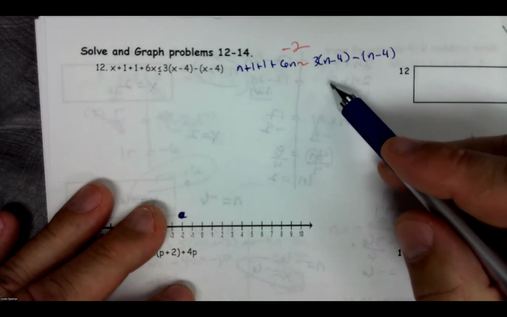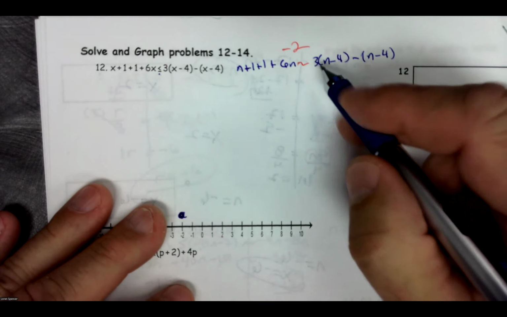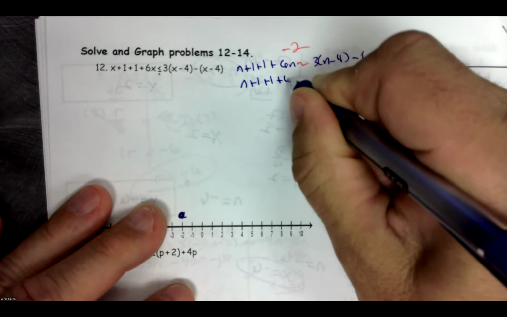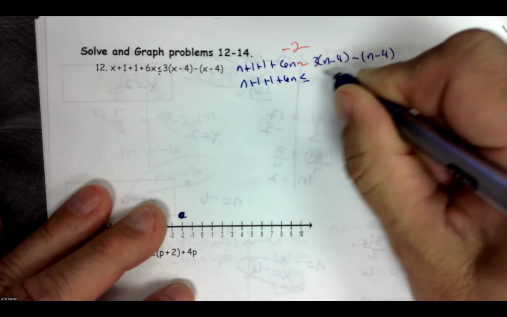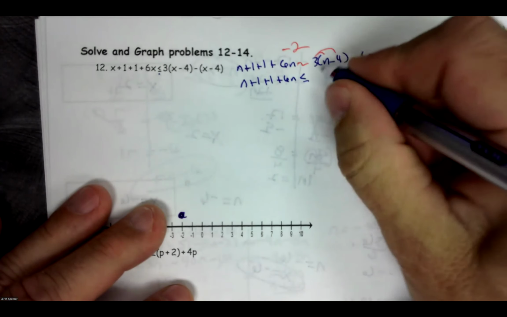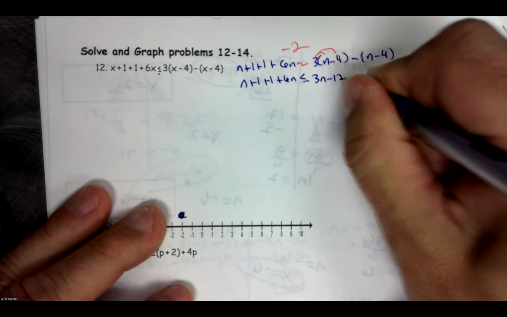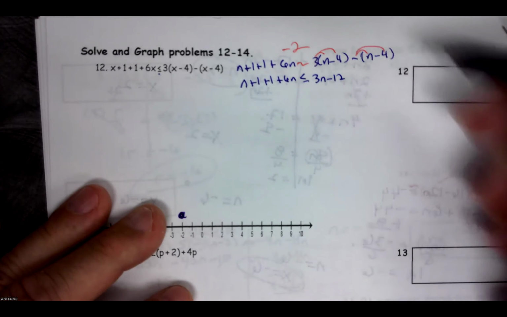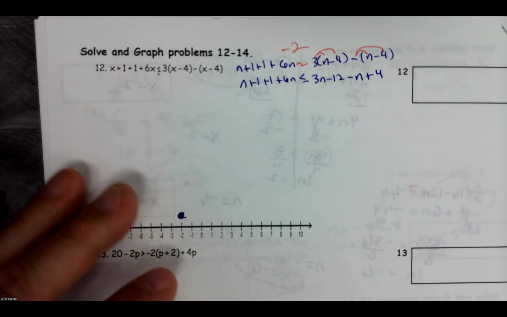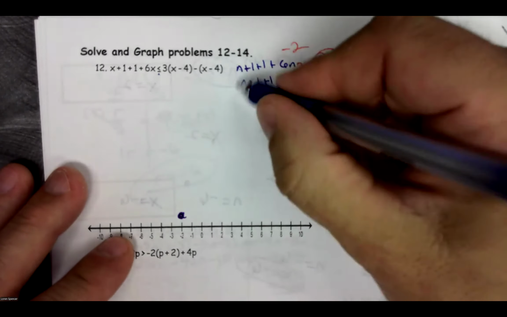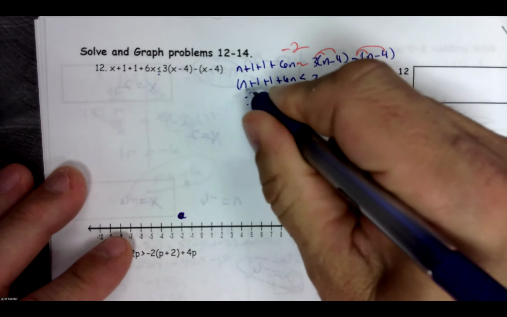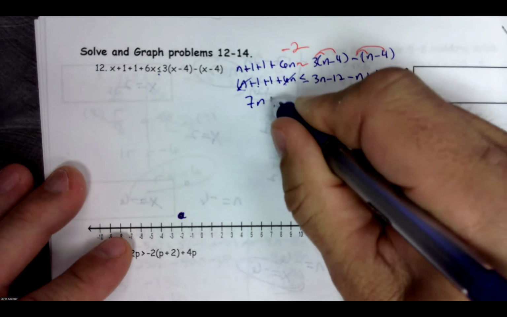So let's go ahead and solve this thing. So first off, distributive property. So we have n plus 1 plus 1 plus 6n. This is our inequality. We're going to distribute this across, and this becomes 3n minus 12. And we're going to distribute the negative, which just changes the signs. So minus n plus 4. Well, wouldn't you know, we have a ton of like terms. Don't forget there's a 1 here. So 1n plus 6n is 7n, and 1 plus 1 is 2.